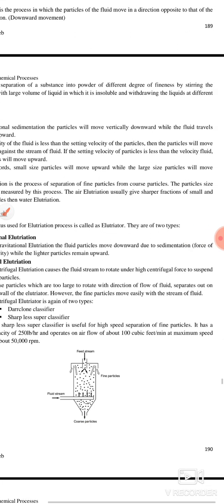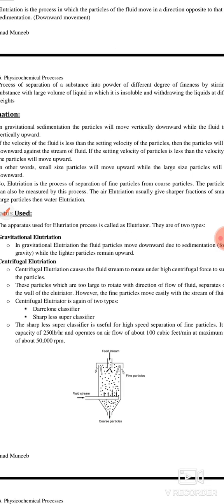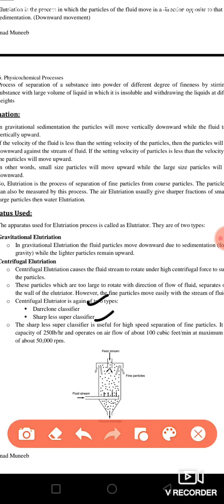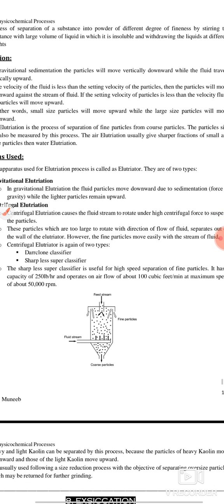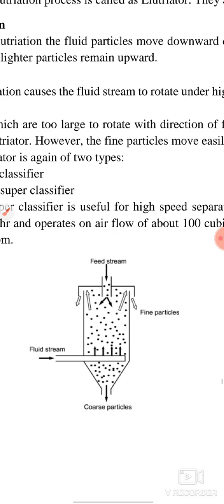Due to the high rotation of centrifugal force, the suspended particles that are too large rotate in the direction of flow and then separate out. So centrifugal force allows the liquid to separate into layers. And centrifugal elutriation again consists of two types, the decolorator classifier and the shapeless classifier, but you don't have to consider its detail. Now let's see this diagram.